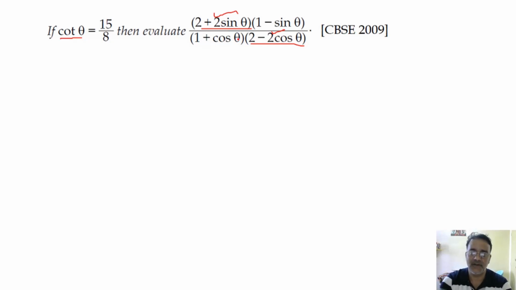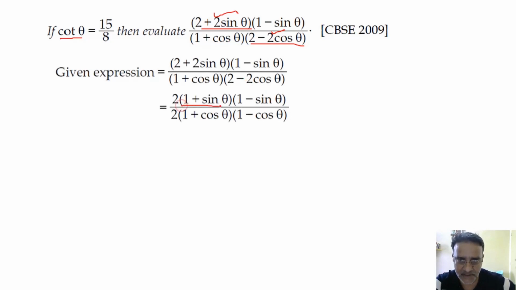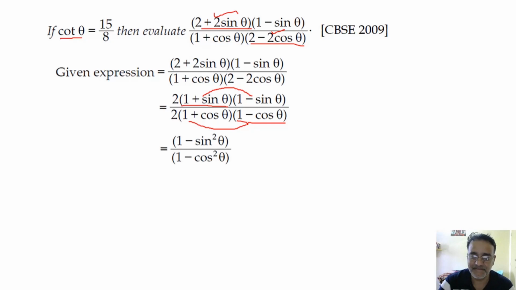Yes, sir. Now see, if you take 2 common, we are getting 1 plus sin theta here, 1 minus sin theta, and 1 minus cos theta. What will you get if you multiply these two? 1 minus sine square theta. Very good. And here, if you multiply these two? 1 minus cos square theta. Very good. What is 1 minus sin square theta? And these two cancel. Cos square theta. Very good.